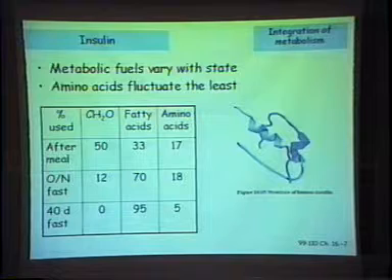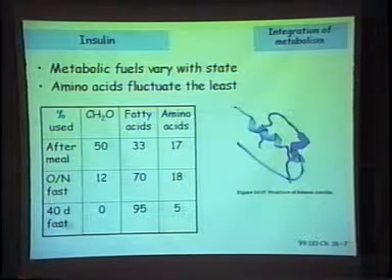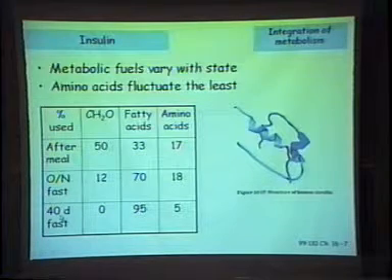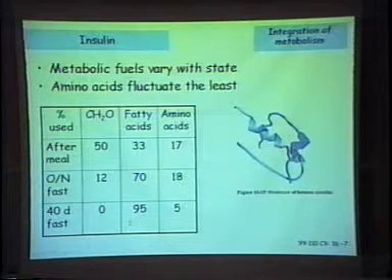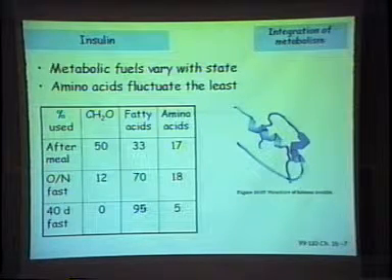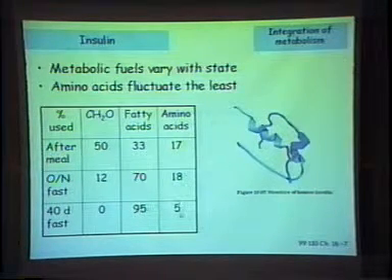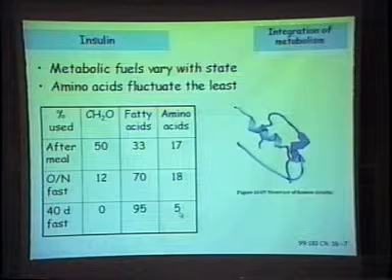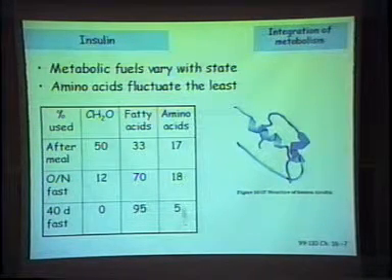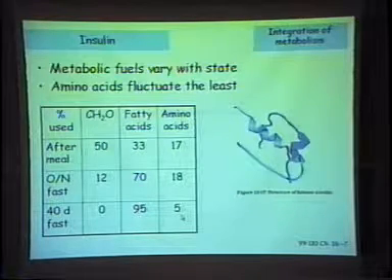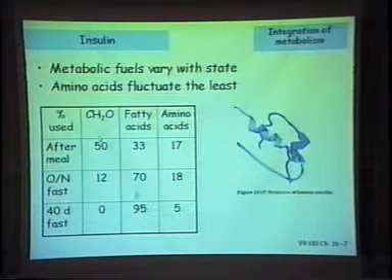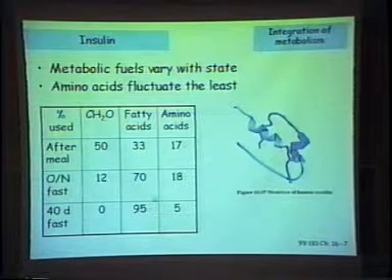A long fast, like a 40-day fast, this is the kind of fast that Gandhi, for instance, would do. At that point, basically all of your energy is coming from fatty acids. This 5% that's coming from the amino acids is just to give a certain number of backbones. And at this point, this is body mass being broken down to provide those amino acids. So an extraordinarily flexible approach to what fuels are going to be used when.